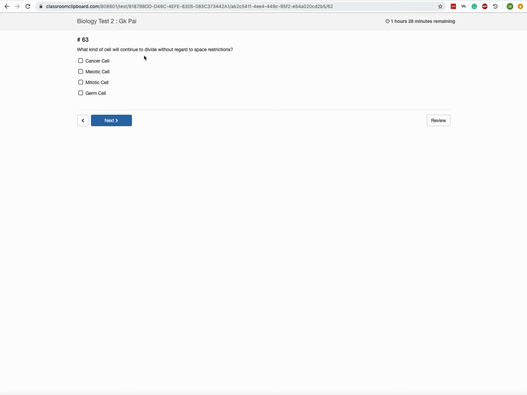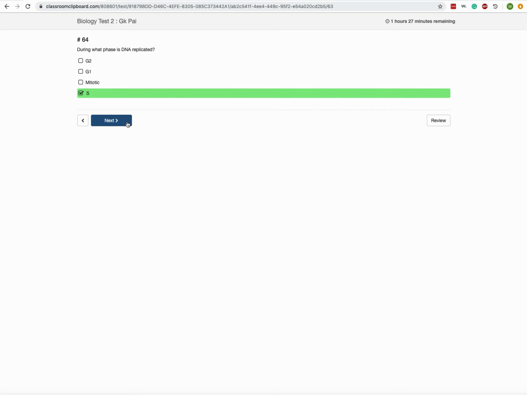What type of cell will continue to divide without regard to space restrictions? Cancer cells, because normal cells have an enzyme to signal when the cells are too packed together and there's no room for division. But cancer cells just keep on trying to divide. During what phase is DNA replicated? S phase. S stands for synthesis, DNA synthesis.